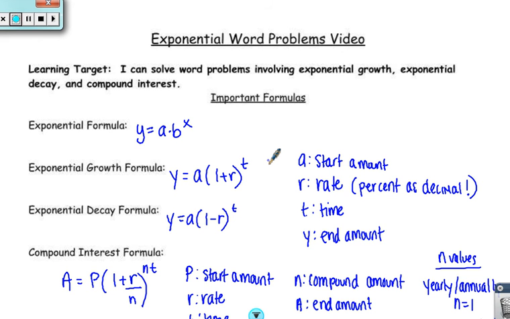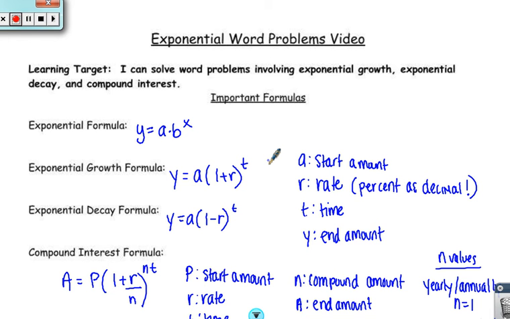Hello! Today we're going to solve more real-world word problems involving exponential growth, exponential decay, and how we do interest for bank accounts and money. So remember your exponential formula, the basic general one is y equals a times b to the x. You have two types of exponential situations, a growth and a decay.